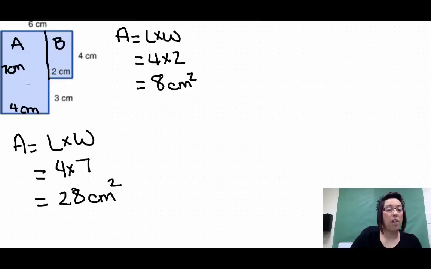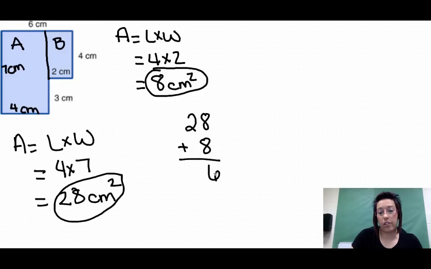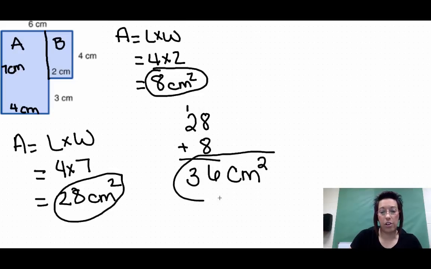To find the area of the entire thing, we're going to add the first section, because this is not volume. We're going to add these together, so 28 plus 8, so 36 centimeters squared for the area of that irregular shape.